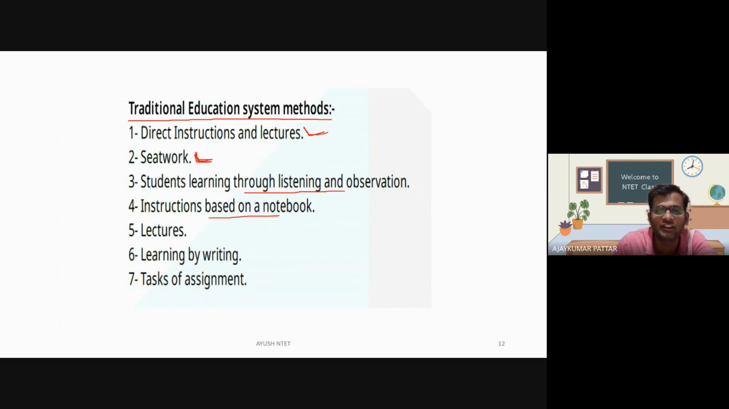Instruction based on a notebook. Notebook means the notebooks are used mainly. Any notebook the teacher has, or what we call notes. The instructions are based on the teacher's notes or notebook. Then lectures, learning by writing.